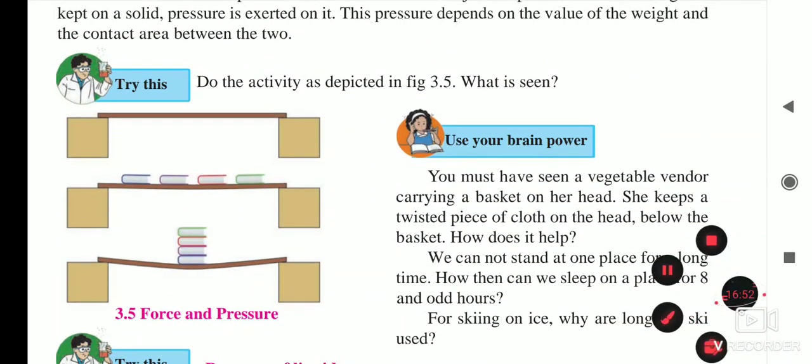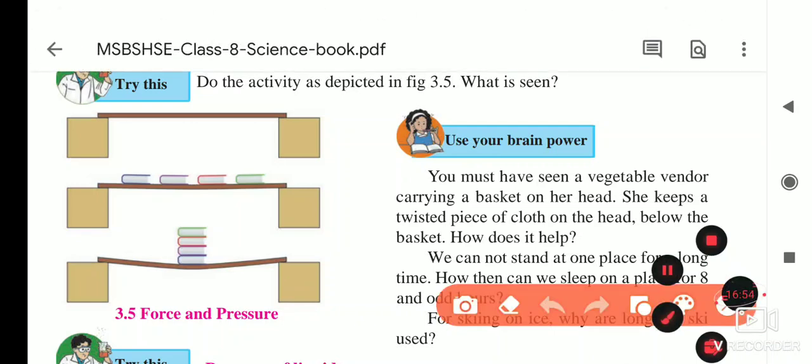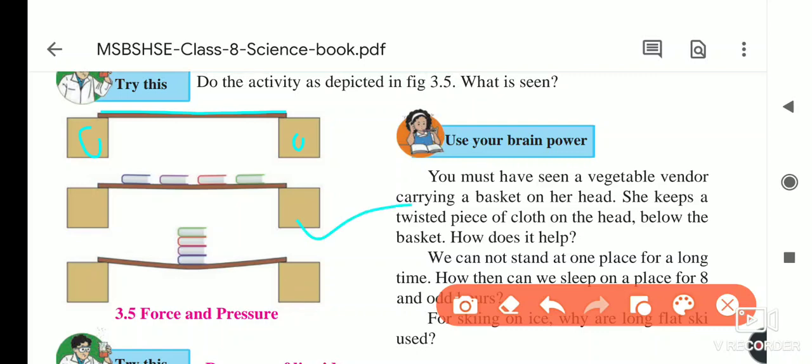If you observe this, you will notice that this is the plank and these are two blocks, and the plank is kept here horizontally straight, located on these two blocks. Now in the second picture, four books are kept on the plank separately. And in the third picture, if you see, all these four books are kept one above the other in one place.